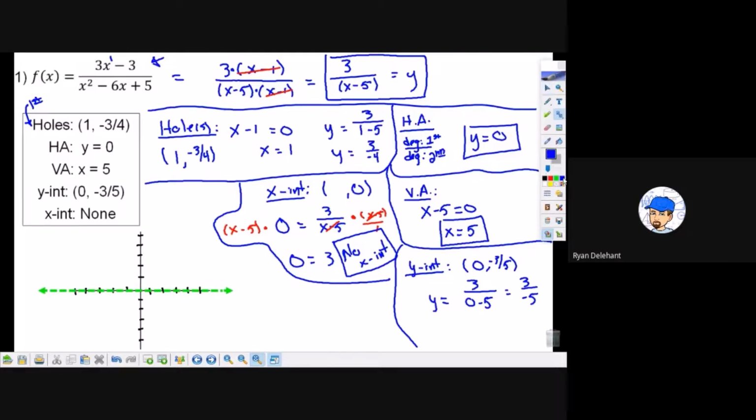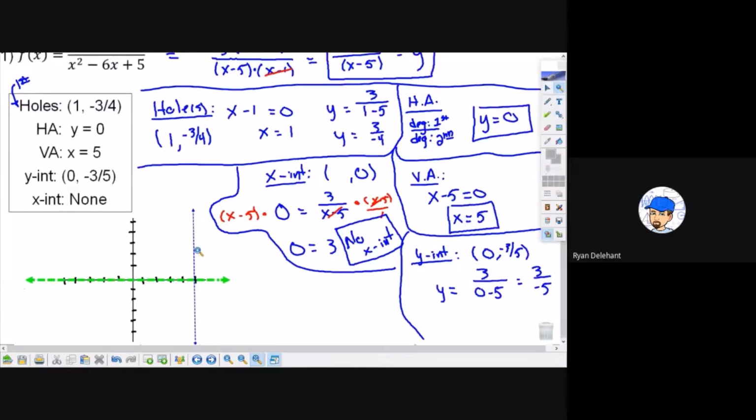I'm going to put that one in a different color. 1, 2, 3, 4, 5 on the x, and it's vertical, so it goes up and down. At 5 on the x.